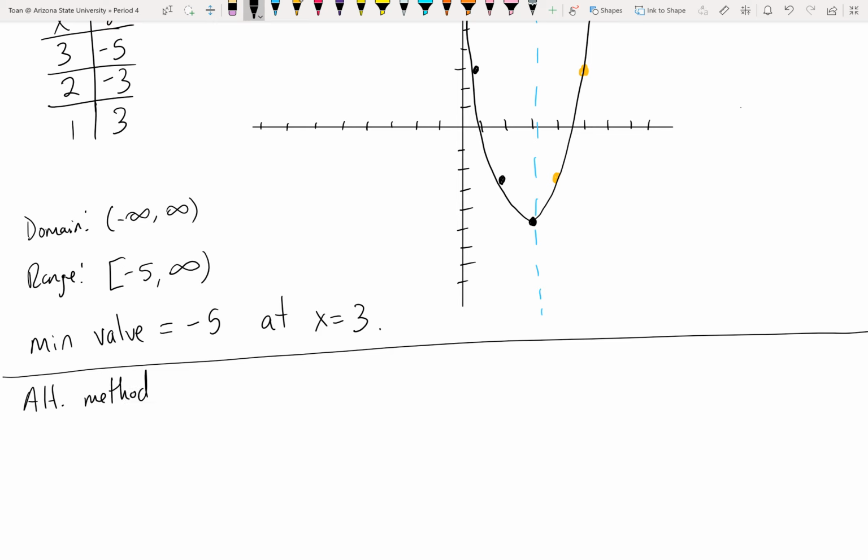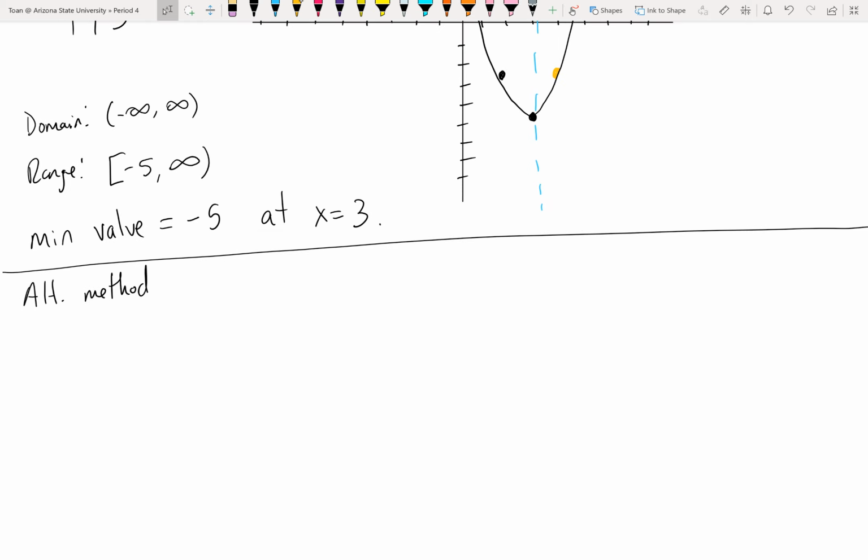So we'll do the same example. We're not going to graph and all that stuff. We'll just set up the equation. There is an alternative method for vertex form, though. Believe it or not, there's a straight formula. There's a formula that will just give you what you want every single time.